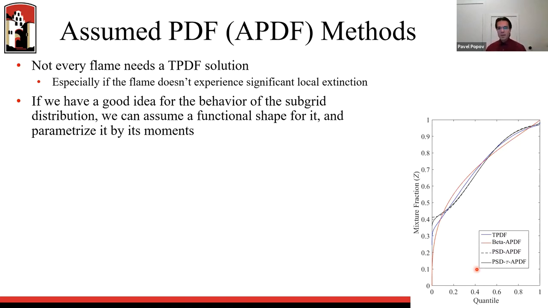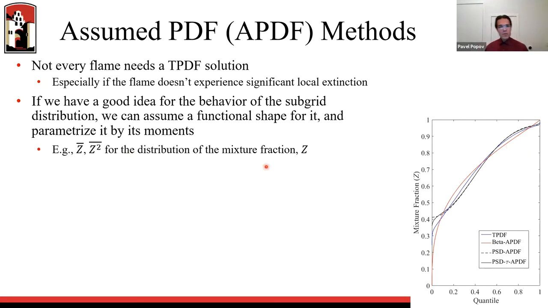So basically, the blue curve is the ground truth, and then the red and the black curves are some family of curves which have the same moments.